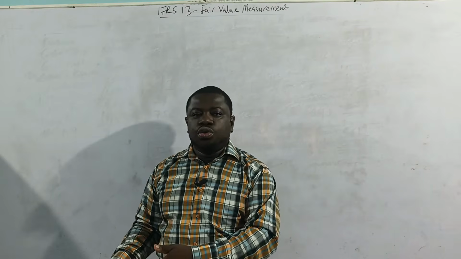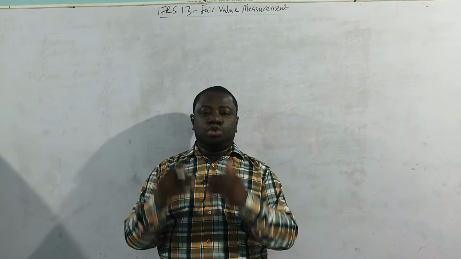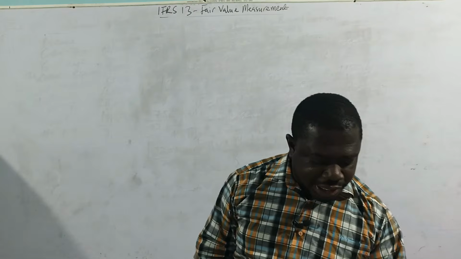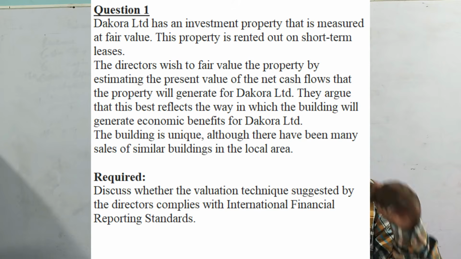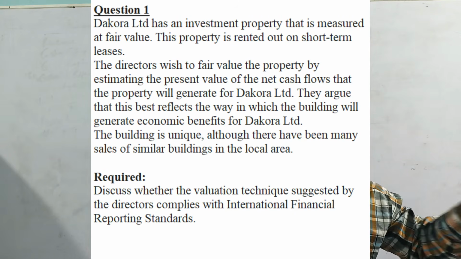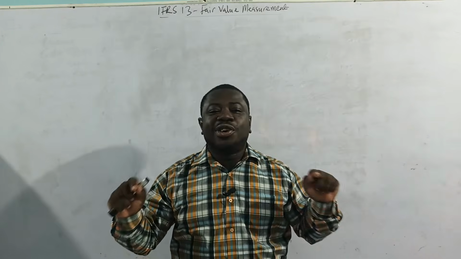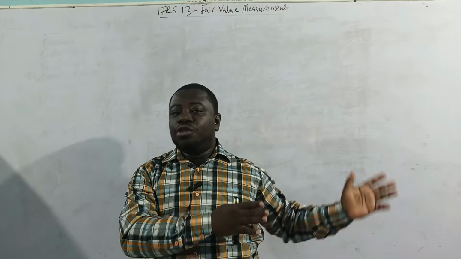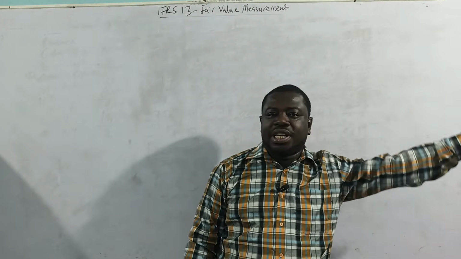Do we have a level 2? If we don't have a level 2, they are justified. But if we have a level 2, then we need to switch and advise them. So let's continue reading again. The building is unique, although there have been many sales of similar buildings in the local area. There have been sales of similar buildings. The sale of similar buildings is what? A level 2 input.